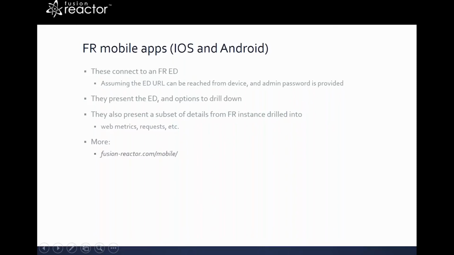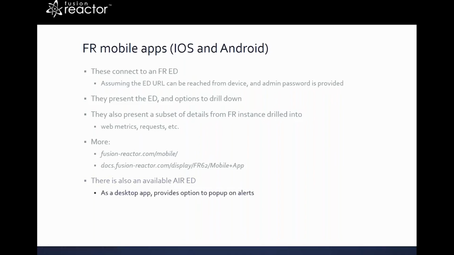If you're interested in that sort of thing, just Google FusionReactor Mobile, but there's the link to it, and there's documentation in the docs as well. There's also an Air Enterprise dashboard that was more interesting several years ago, when Air, Adobe Integrated Runtime, came out. It's a desktop app, and it can optionally pop up on alert, so that might intrigue you, and it's still available. You can just Google FusionReactor Air Dashboard to learn more about that.